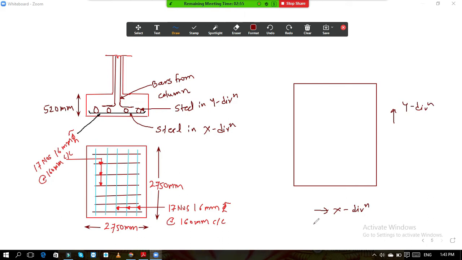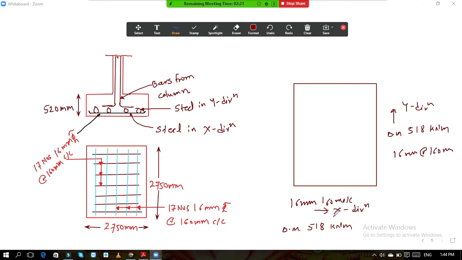You have calculated the bending moment in x direction and bending moment in y direction. So both the bending moments are same. 518 kilonewton meter, 518 point something will be there. Okay, 518. This is your bending moment in both the directions. After that, you have calculated the steel in both the directions. What was the steel in both directions? It is 16 bars. Okay, about 160 center to center. Here also you have calculated 16 bars about 160 center to center.